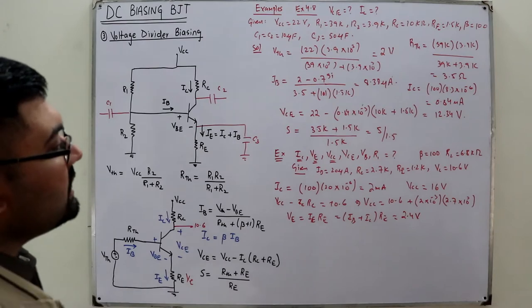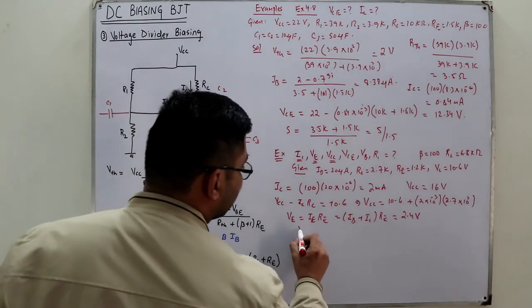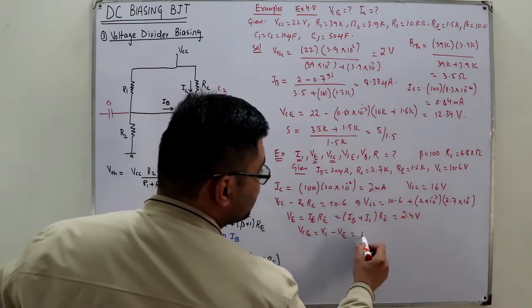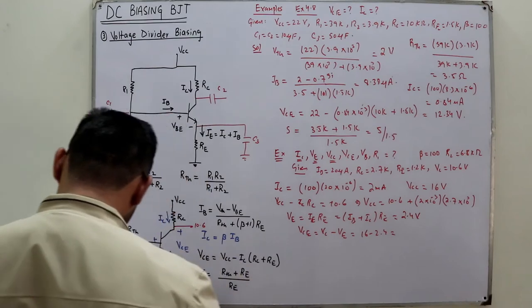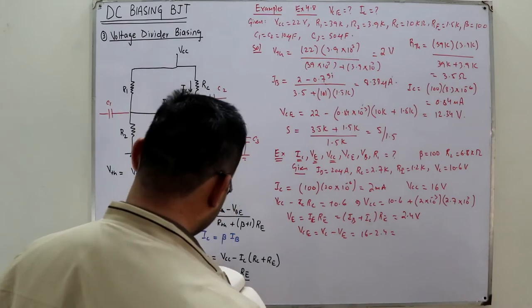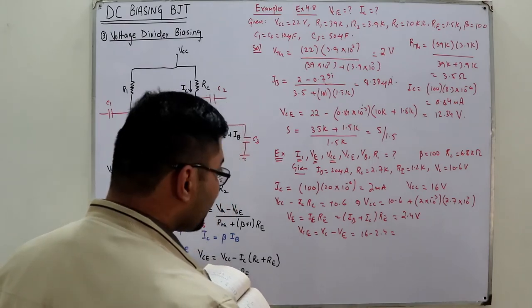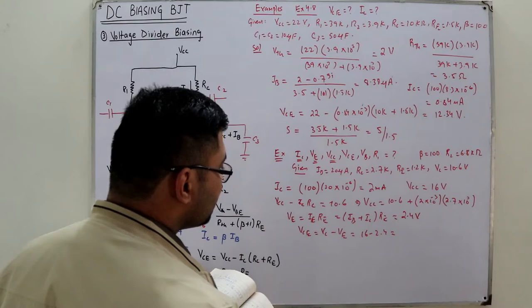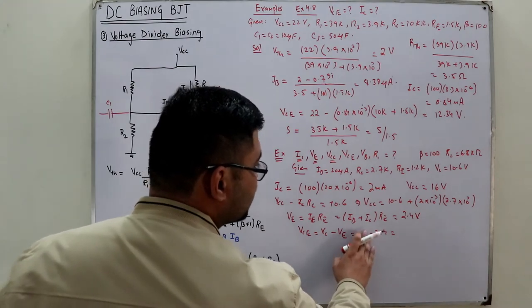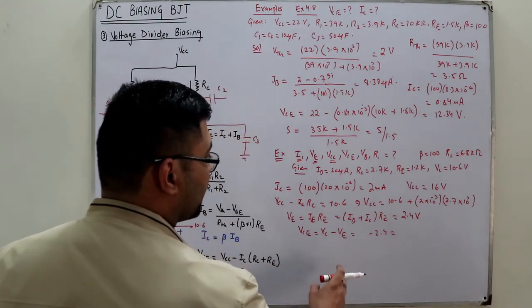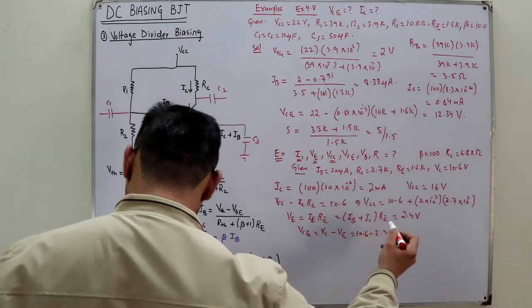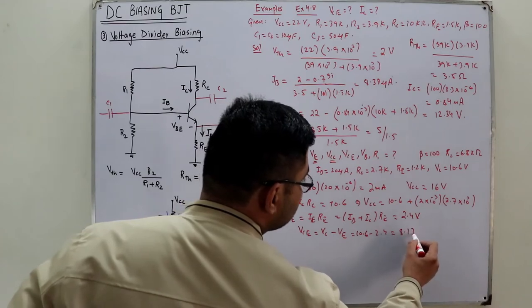Now if you have a VE, you have a VC. So VCE is what? VCE is VC minus VE. VC is 16 minus 2.4. What is this? 16 minus 2, 10.6. No, wait. VC is not 16. VC is given, that is 10.6. So 10.6 minus 2.4 comes out to be 8.17 volts.